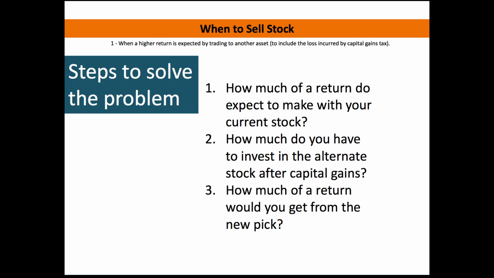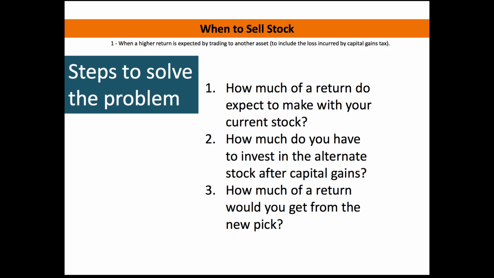How we're going to solve this problem is a 3-step process. Step 1: how much of a return do we expect to make with our current stock? If we continue to hold XXX for the next 10 years, what is that money going to turn into? The second question we have to answer is, how much do I have to invest in the alternate stock after I pay the capital gains tax? Because once we know that, then we know how many shares we can buy.